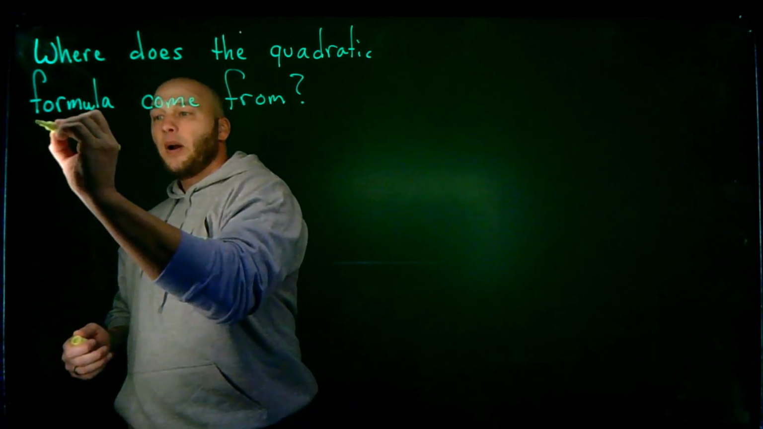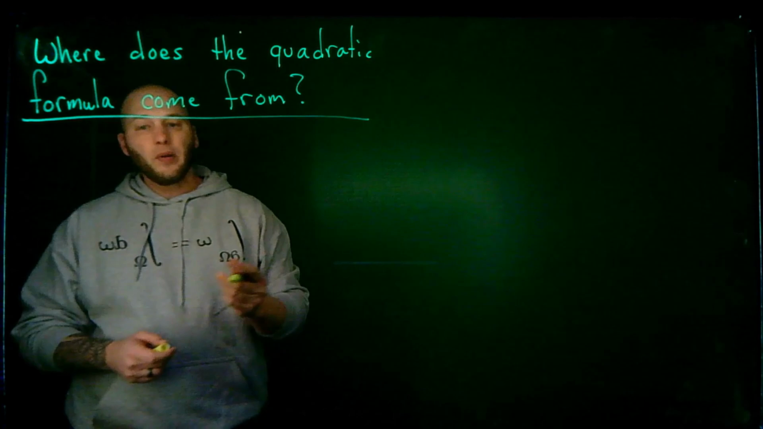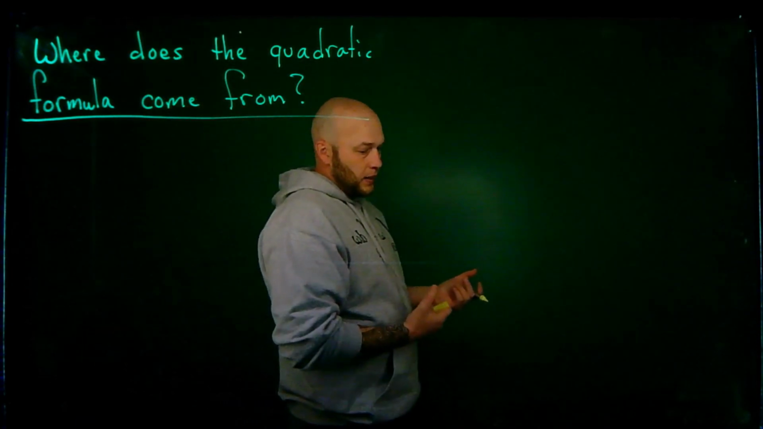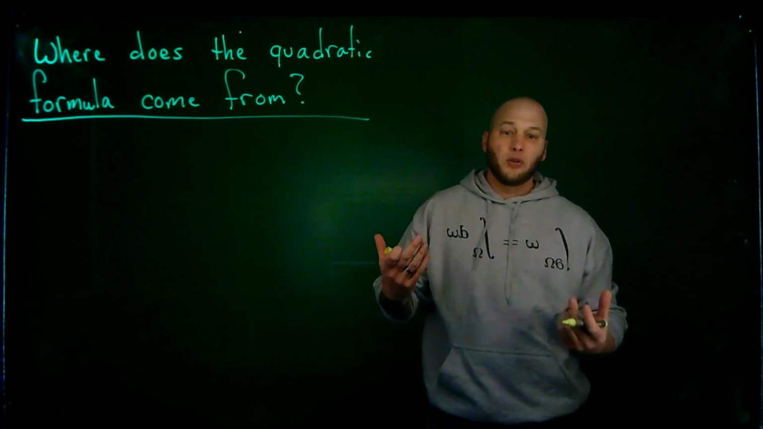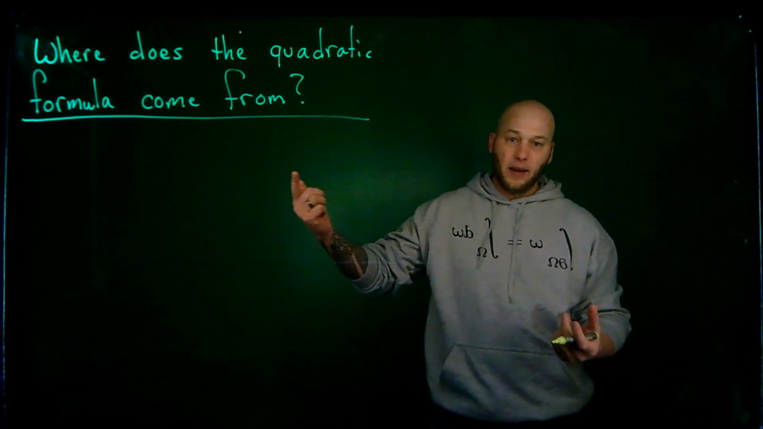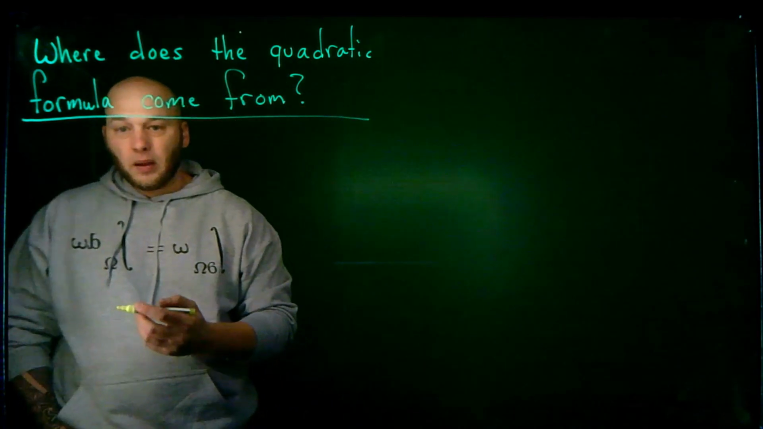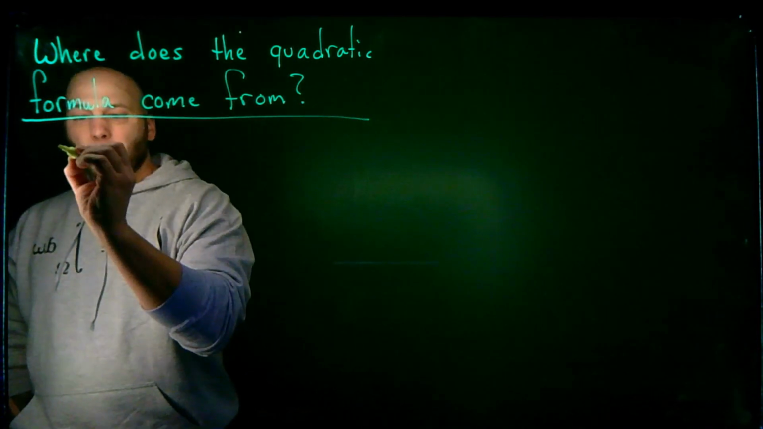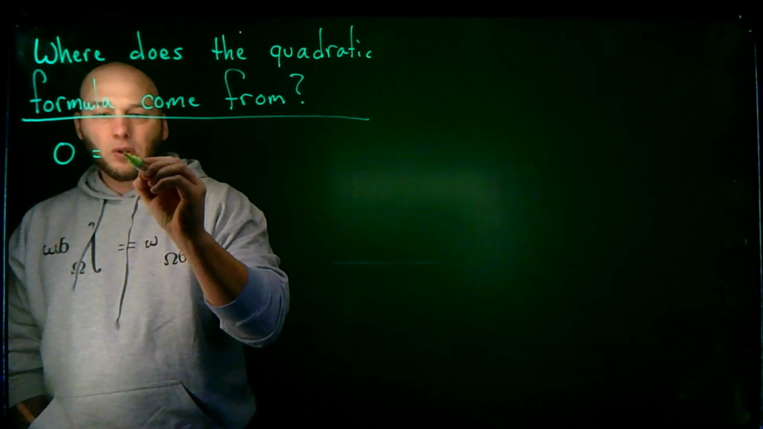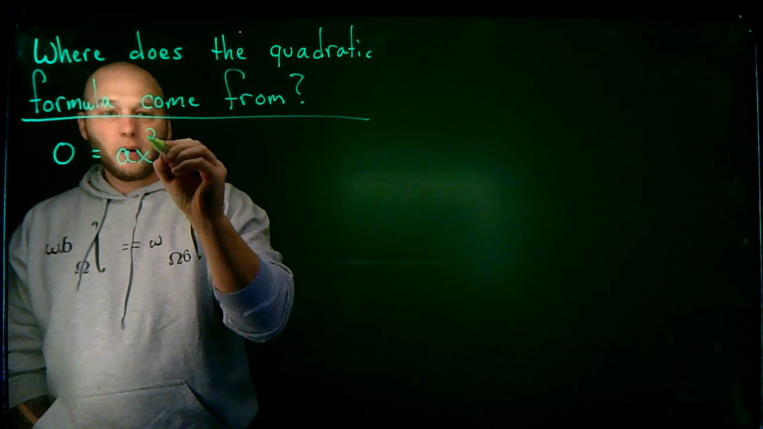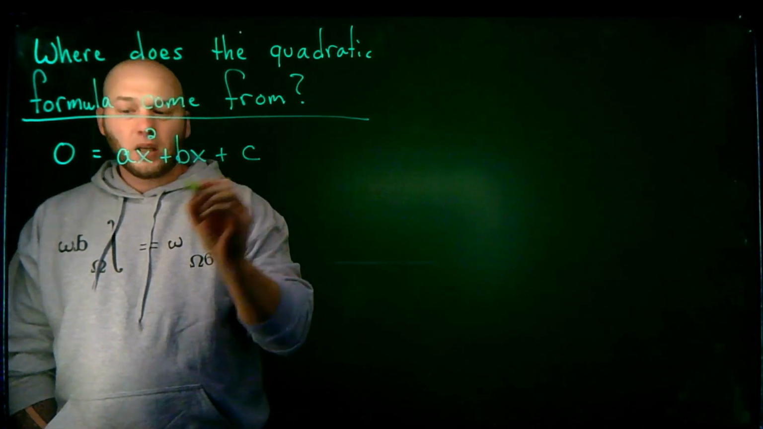All right, so where does the quadratic formula come from? Well, remember that the quadratic formula gives the solutions to a general quadratic equation, ax squared plus bx plus c equal to 0. What I'm going to do is start with the general quadratic equation. So I've got 0 is equal to ax squared plus bx plus c.